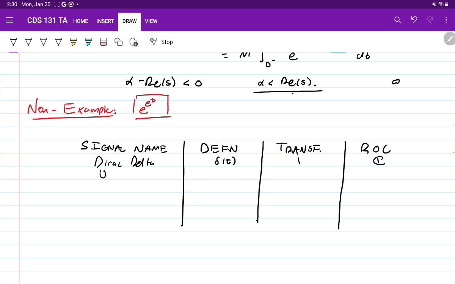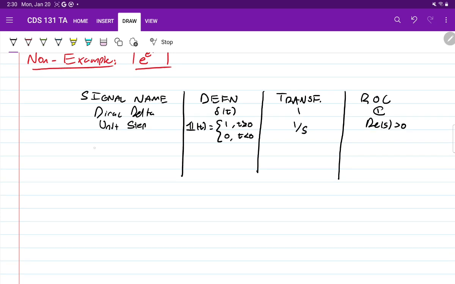Now, what else do we have? Another common signal is the unit step, which I'll denote with this double stroke 1 of t. This is equal to 1 when t is greater than or equal to 0, and 0 otherwise. Its transform is 1 over s, defined for the real part of s greater than 0. Now, we also have the exponential, e to the at. Its transform is 1 over s minus a, for the real part of s greater than a, if a is a real number.